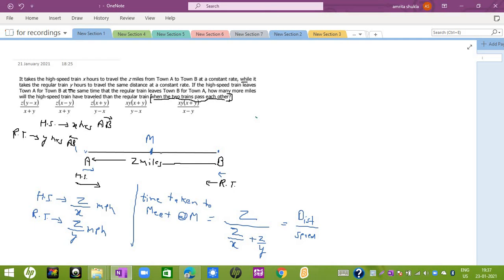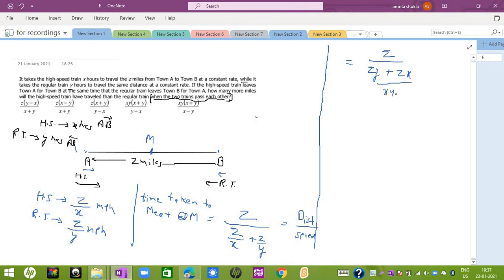So when they meet each other, they would have traveled for the same amount of time, right? So this time represents that. Let me write it over here. What is the time taken for them to meet each other? Let me simplify this one. So this becomes z divided by z by x, so I can solve it as zy plus zx divided by xy.